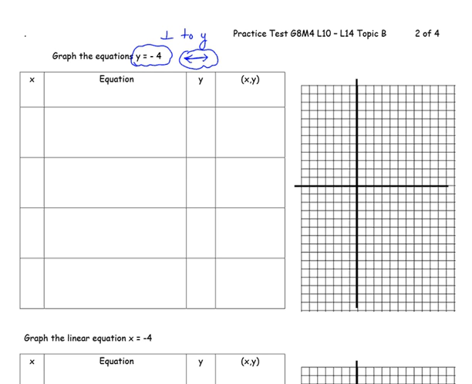Since we know that y equals -4, we will want to choose our x values. It's a good idea to choose a positive, 0, and a negative.